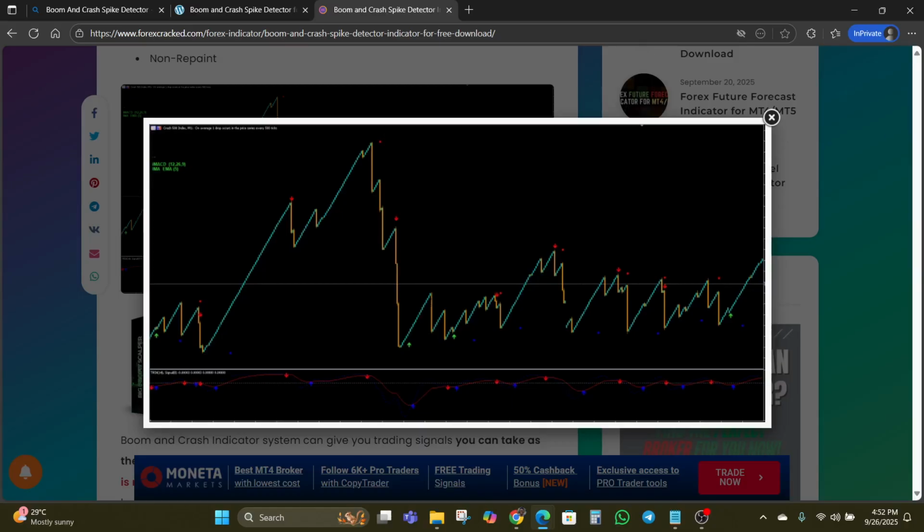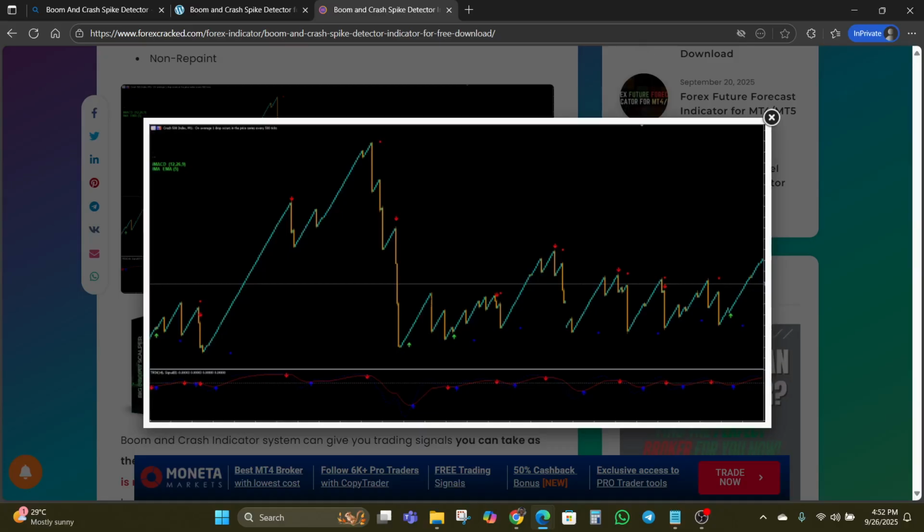So the boom and crash spike detector is an indicator that attempts to help boom and crash traders catch these spikes. Okay, now it might not be 100% accurate, but at least it attempts to help boom and crash traders identify when a spike is possibly coming.